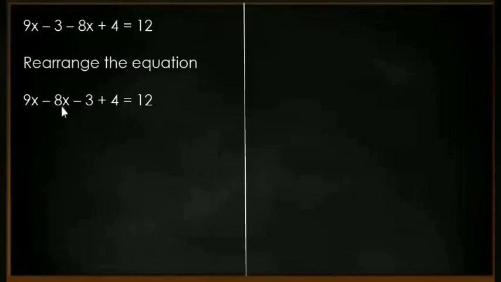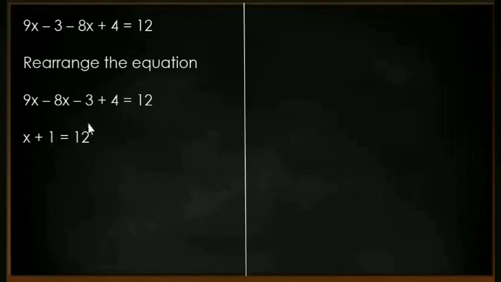So 9x minus 8x will give us 1x, which is the same thing as x. Minus 3 plus 4 would give us plus 1. If you are wondering how it will be plus 1, go and check that video. Very, very important. All right, so 9x minus 8x is 1x, and minus 3 plus 4 is plus 1, equals to 12.